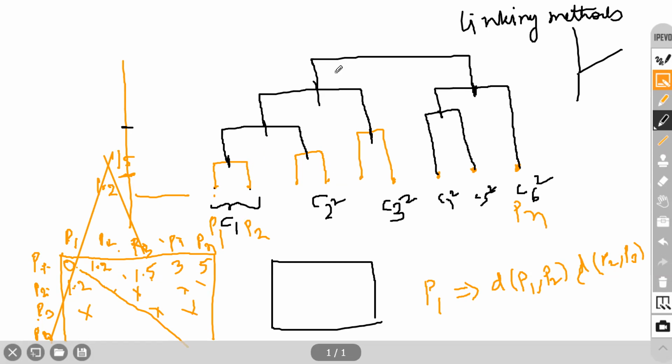Now, this is called hierarchical. You can see that it has a hierarchy; it has levels at which it is doing the merging. So this is hierarchical clustering for us. Now, I told you there are linking methods. We will come to the linking methods.